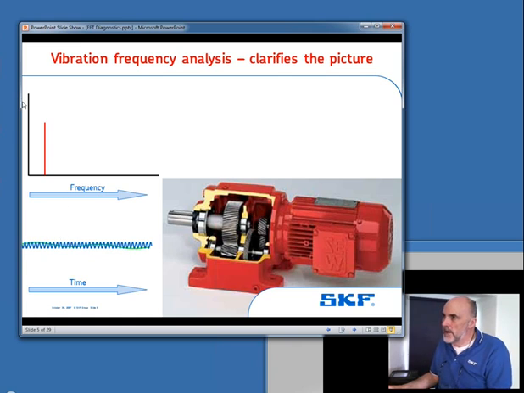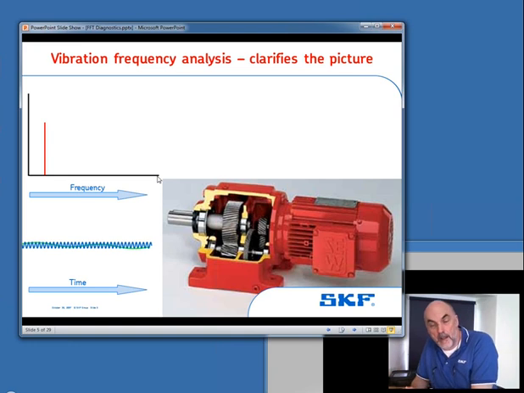So we now start to look at the vibration spectrum, where we've got vibration magnitude on the y-axis in whatever parameter you're going to measure, acceleration, velocity or displacement, and we have vibration frequency on the x-axis in whatever units you're going to measure, either hertz or CPM, cycles per minute. I'm a hertz man. Sorry about that. It's an affliction I've had all my life.